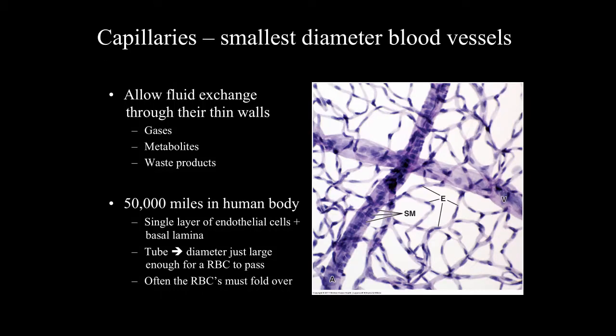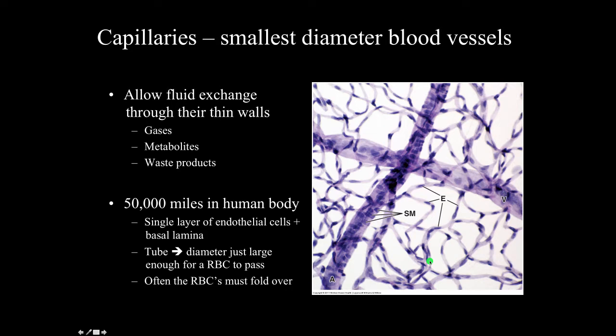Now, capillaries are the smallest diameter blood vessels. They allow fluid exchange through their thin walls, and in that fluid, gases will be exchanged, metabolites will be exchanged, and waste products will be exchanged. Here's a figure that absolutely blows my mind. There's something like 50,000 miles of capillaries in the human body. And in this histological image, you can see a small artery, a small vein, and the numerous capillaries.